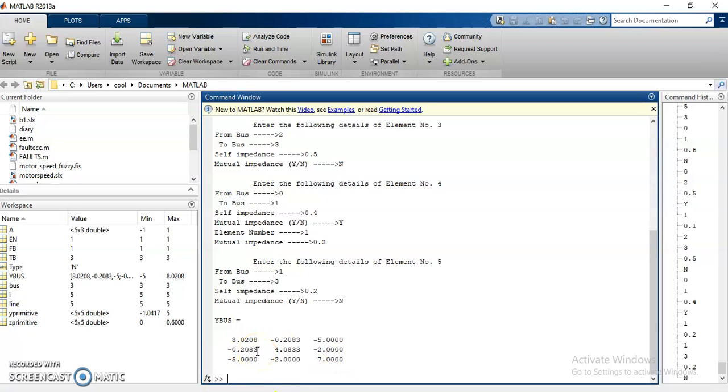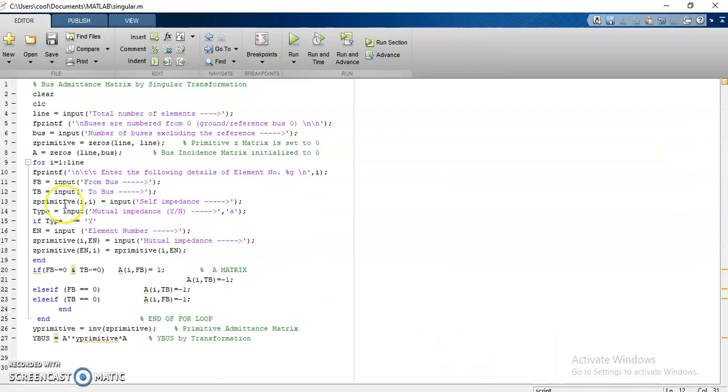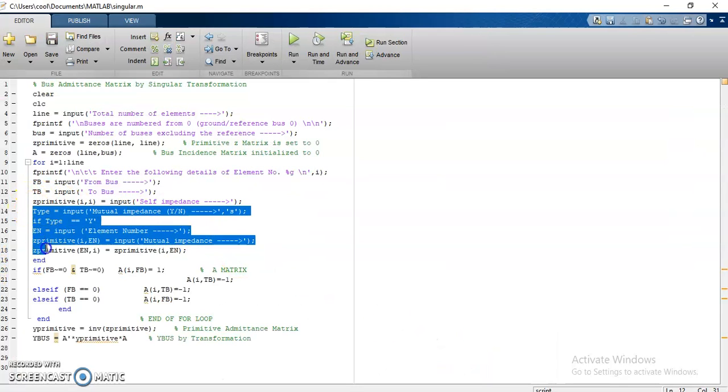One thing, what changes we can make in the exam: if they won't ask for mutual impedance, you have to delete these lines, from the type prompt to the primitive, no need. The remaining will execute easily. No need to type this, just remove it if there are no mutual impedances. Okay, getting? Thank you.